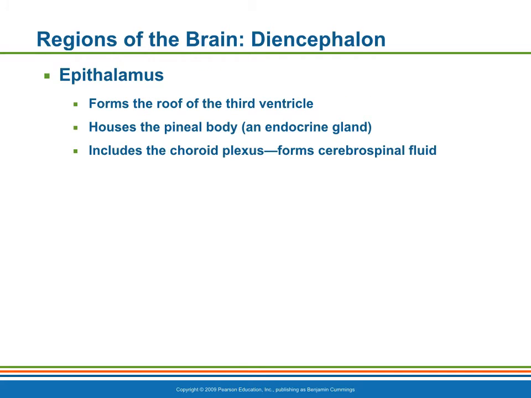The epithalamus forms the roof of the third ventricle. Important parts of the epithalamus are the pineal body and the choroid plexus. The choroid plexus is important because it forms the cerebrospinal fluid.